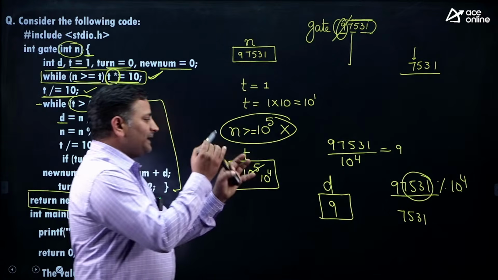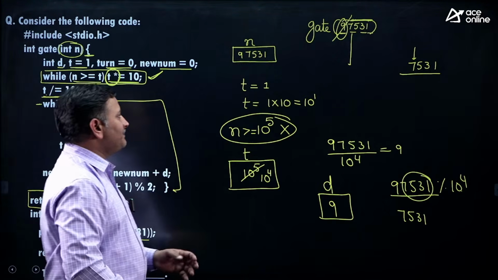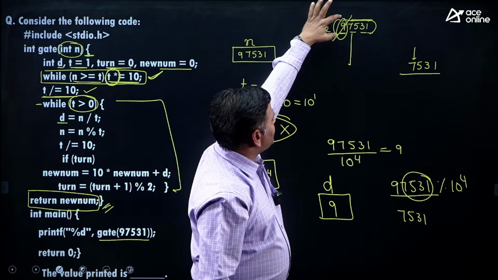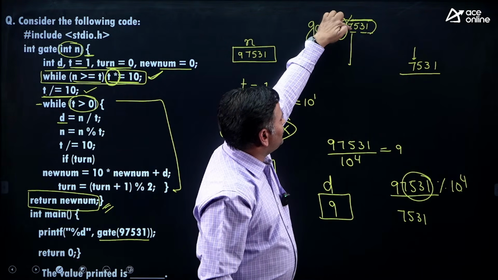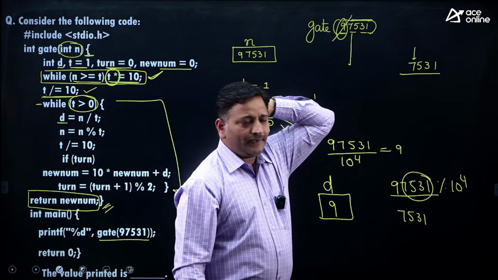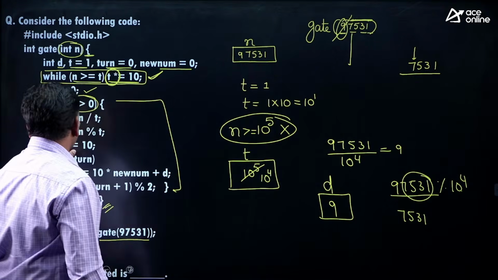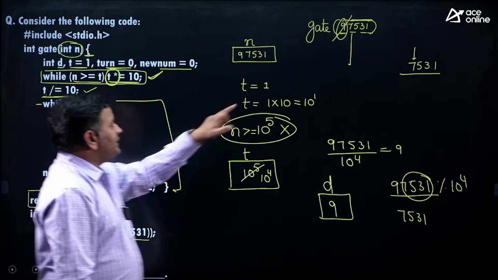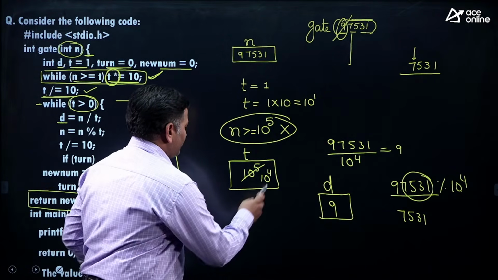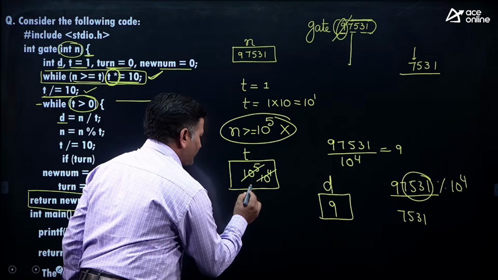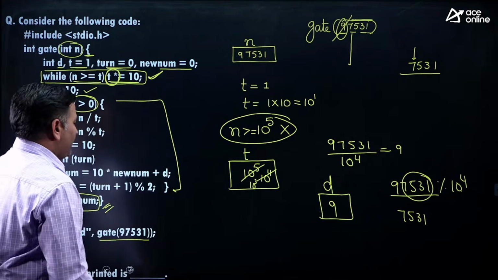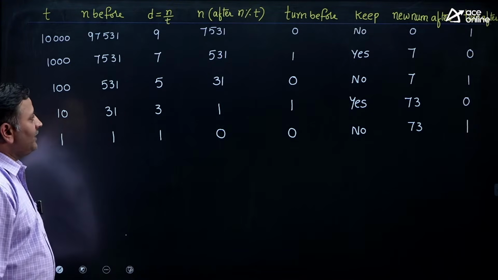Now I understood the complete structure of this program. Very simple. I am reading the number from left to right. Every time I am extracting the digit and reducing n to the remaining digits. So therefore n is equal to 7531. In order to get the next digit 7, I had to reduce t by 10, from 10 to the power of 4 to 10 to the power of 3, like this. If I do this pattern, just look at the structure, how it is updating.